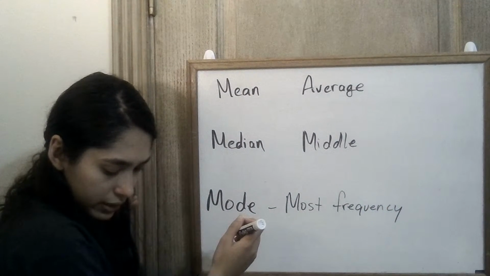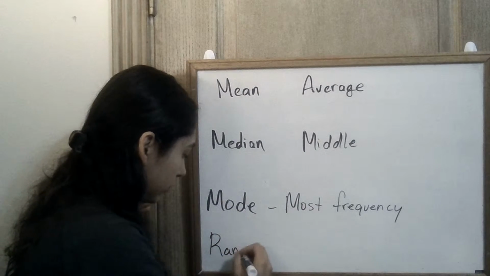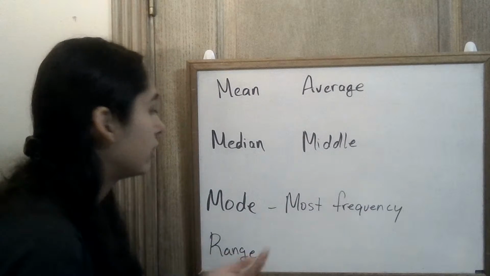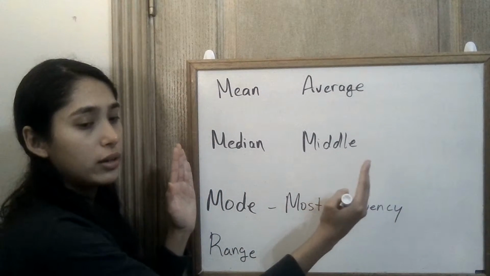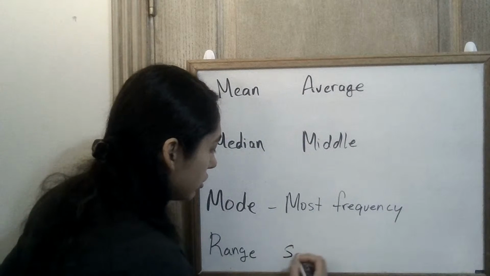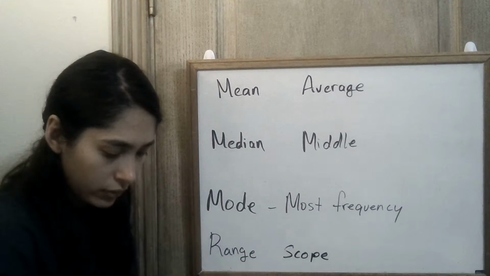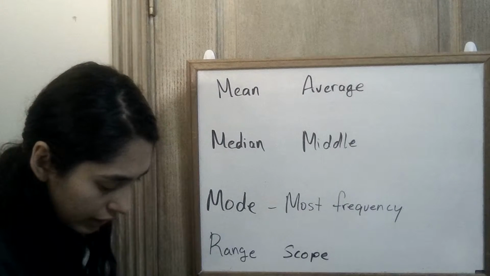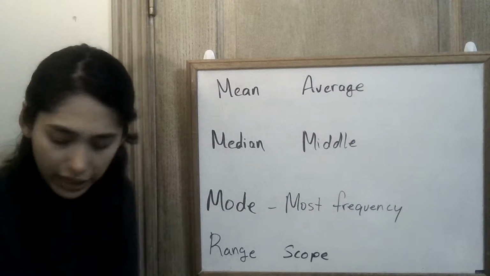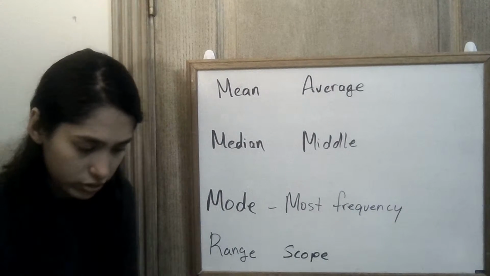Another term that you might hear here is also range. So it's just talking about from where to where. So it's like, what does it cover? What is the scope? So I'm just going to go ahead and organize different numbers together, and we're going to identify the mean, median, and mode, as well as the range.